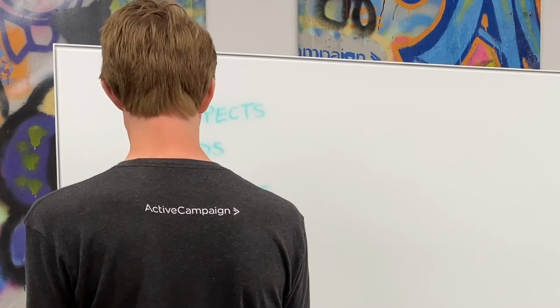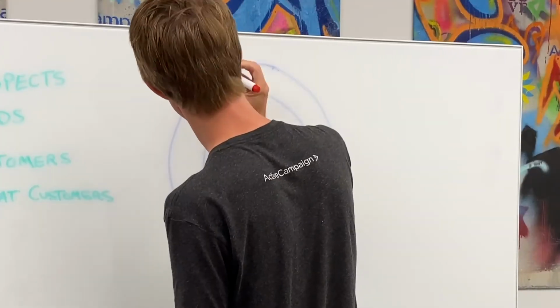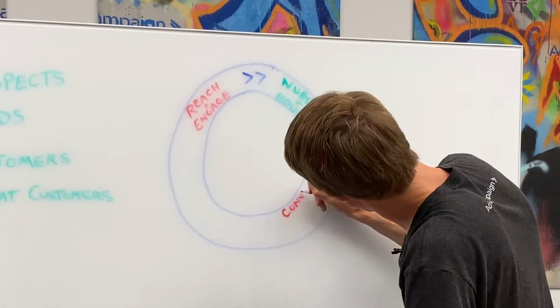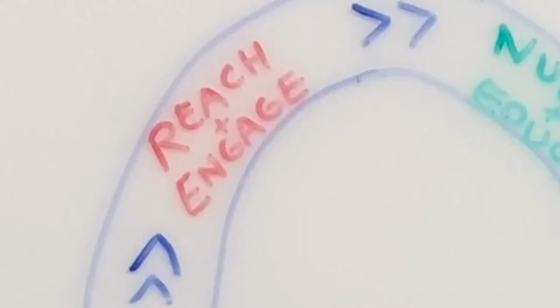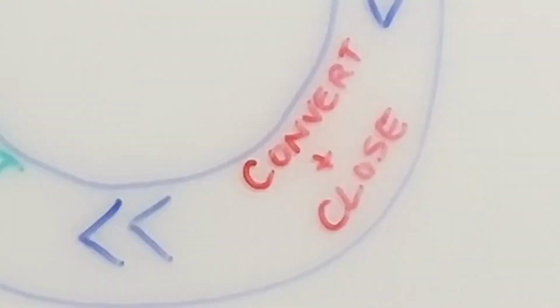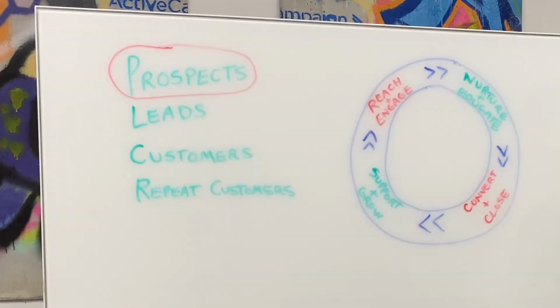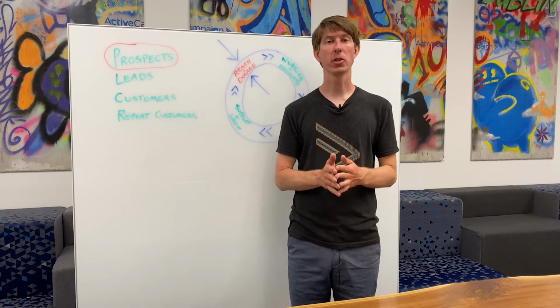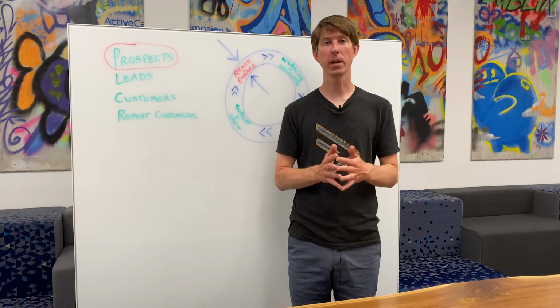Before we dive into rules, let's organize our contacts into 4 groups that we care about: prospects, leads, customers, and repeat customers. The path to turning a prospect into a repeat customer is called the customer lifecycle. It has 4 main stages: reach and engage, nurture and educate, convert and close, and support and grow. Prospects are contacts who are at the reach and engage stage of the customer lifecycle. They may visit specific product pages on your store or sign up for your email newsletter.